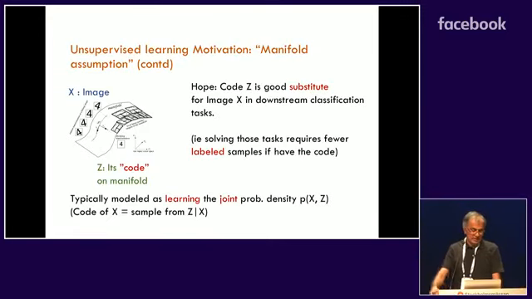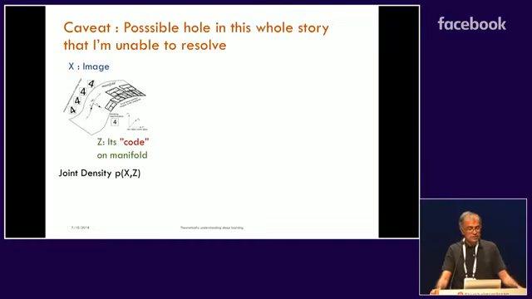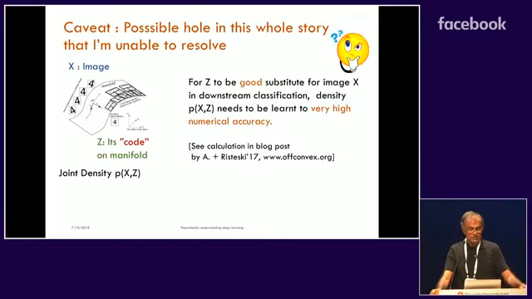Because as I described the motivation here, people think of it as you're learning this joint density. And the possible hole in this theory that I've been unable to resolve is the following: if you're going to use this code as a good substitute for the image in downstream classification, then this density Pxz needs to be learned to very high numerical accuracy.